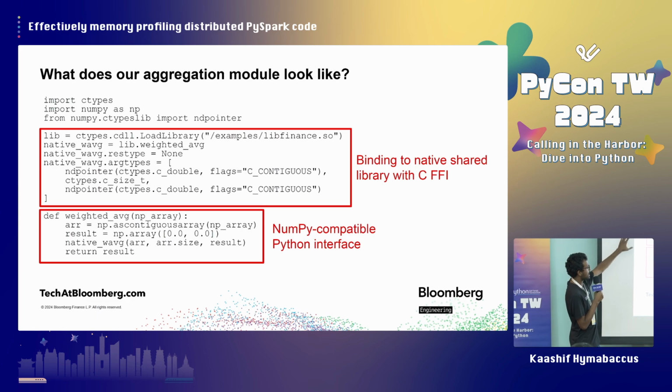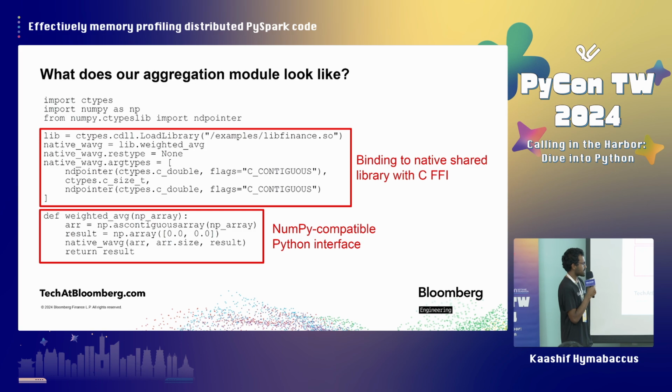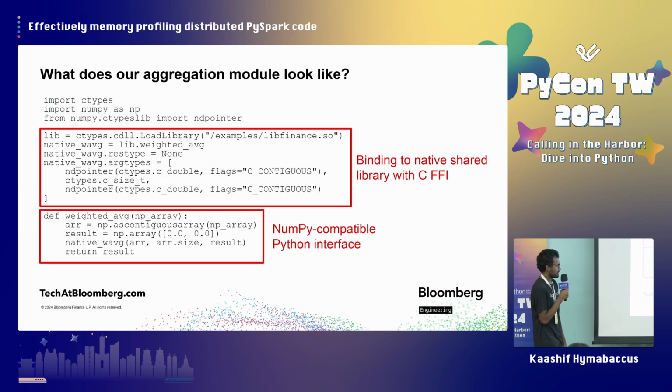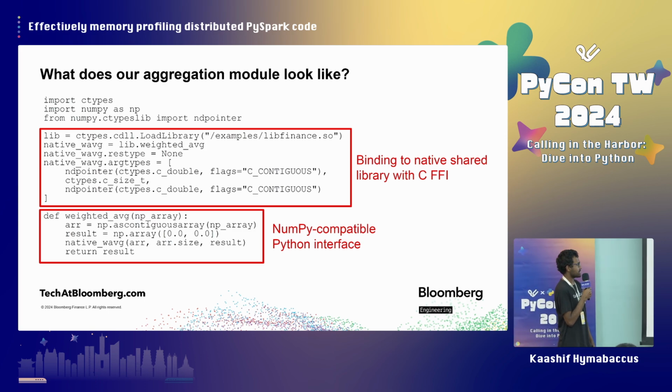We're using ctypes to define a Python interface to that. And the Python function we're actually going to call, this weighted average function, exposes a NumPy array interface to that C function, and the C function just takes normal arrays. So in C, that'll look like a pointer and a size, and the output goes into another array.